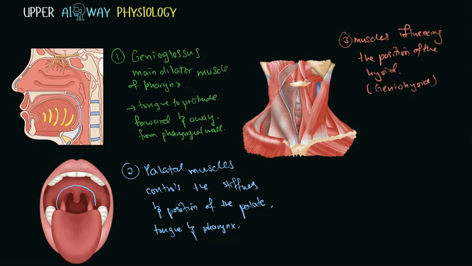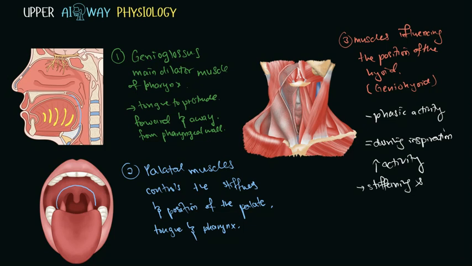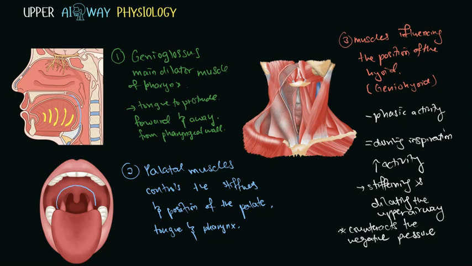Example would be the geniohyoid. You can see this small bundle of muscles connecting with the hyoid bone. It has a phasic activity, meaning that during inspiration, it has increased activity. This causes stiffening and dilation of the upper airway. This part is particularly important in counteracting the negative pressure exerted during inspiration.